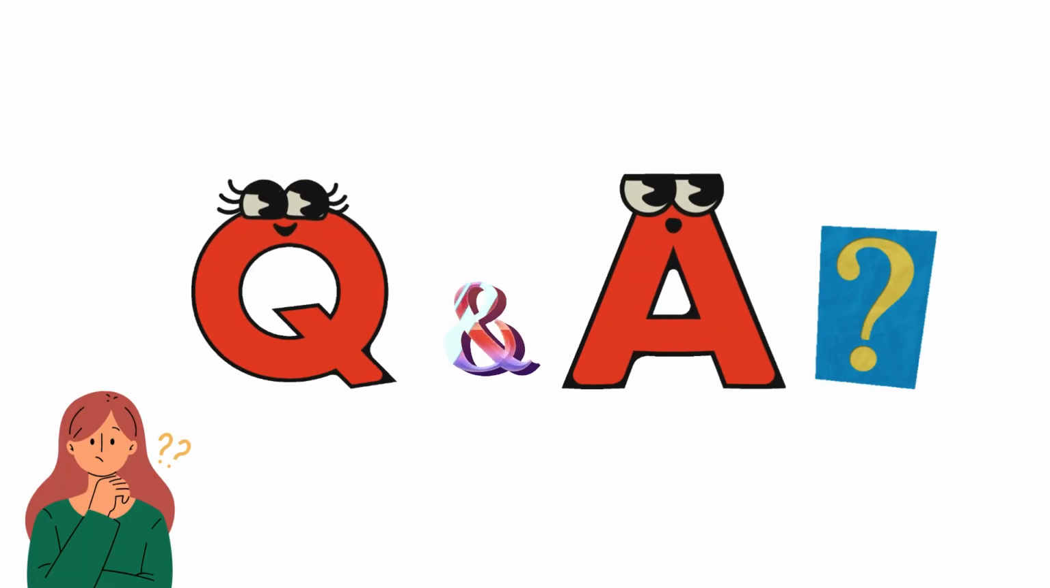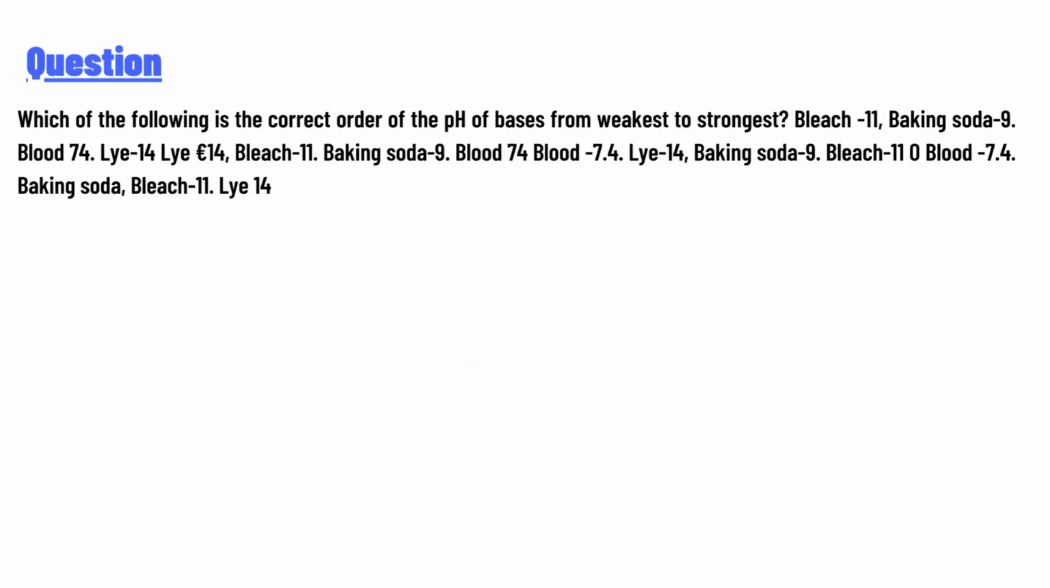Our today's question is, which of the following is the correct order of the pH bases from weaker to stronger? Lye 14, bleach 11, baking soda 9, blood 7.4. Baking soda, bleach 11, lye 14.